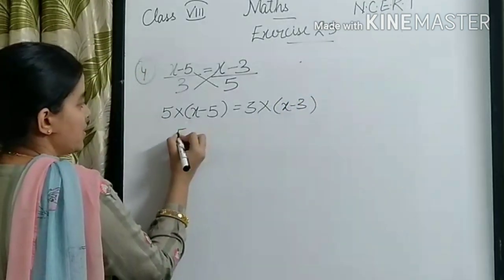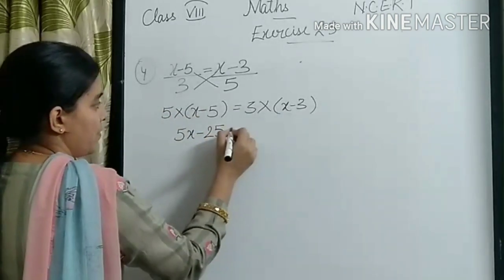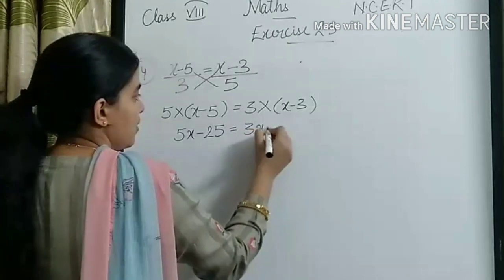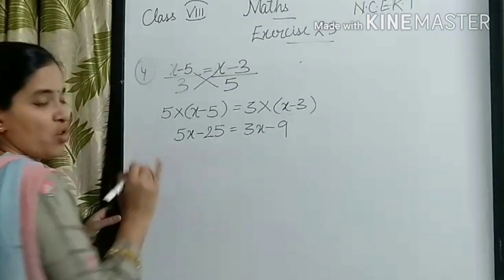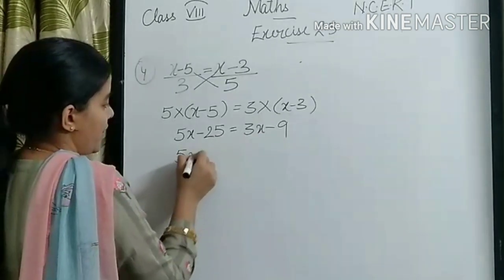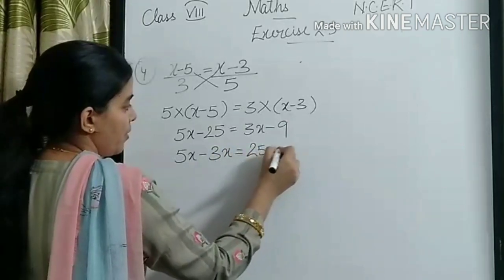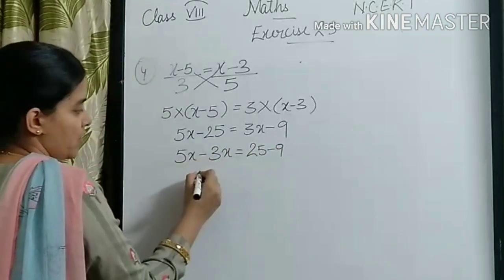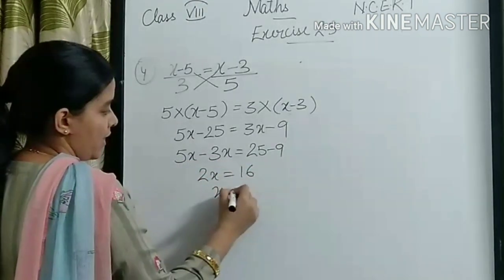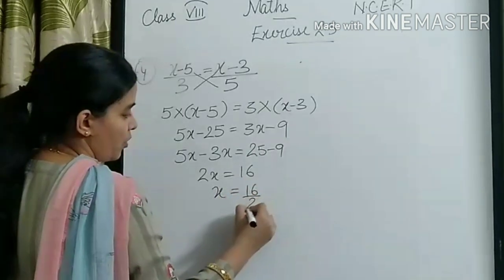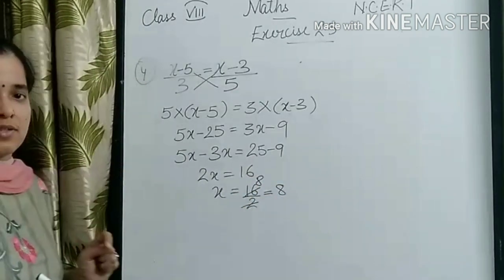5 multiply x is 5x. 5 multiply minus 5 is minus 25 is equal to 3x minus 3 3s are 9. Now take the like terms on one side. So it will be 5x minus 3x is equal to 25 minus 9. Now 5x minus 3x is 2x. 25 minus 9 is 16. So x is equal to 16 upon 2, which comes out to be 8. So 8 is the answer for this question.